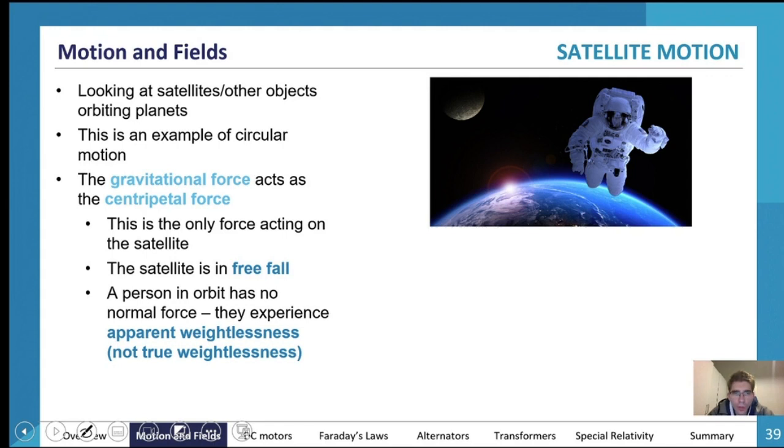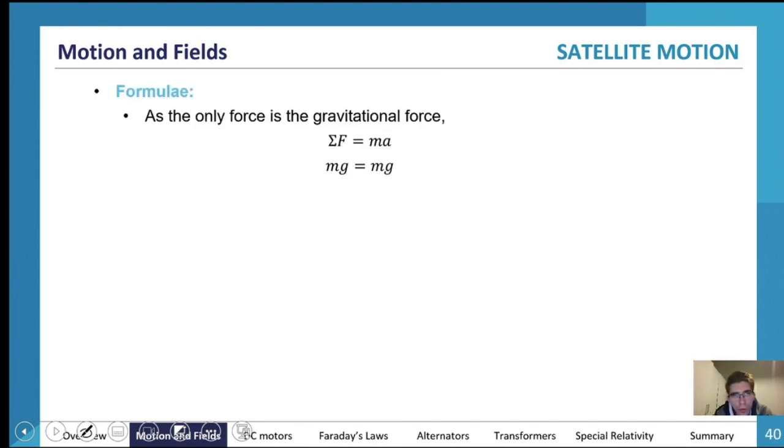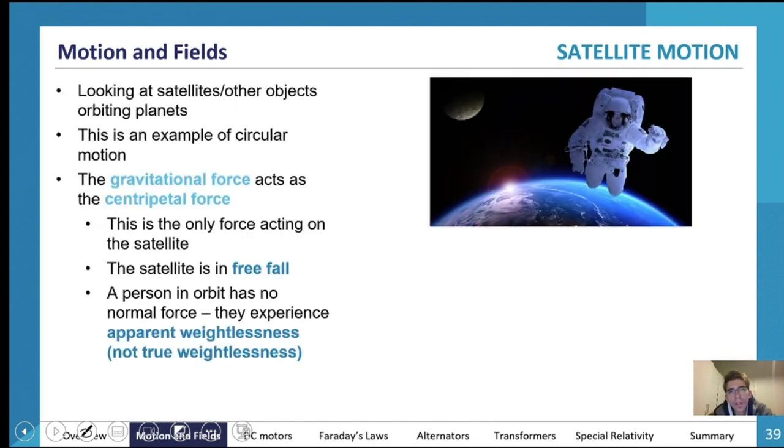A person in orbit has no normal force, therefore they will experience apparent weightlessness and not true weightlessness, because there's no normal force. When you're in a spaceship, you're floating around. Now, let's not forget something about satellites. There are some satellites that we call geostationary. Geostationary satellites are satellites that are stationary relative to a point on the Earth's surface, right?